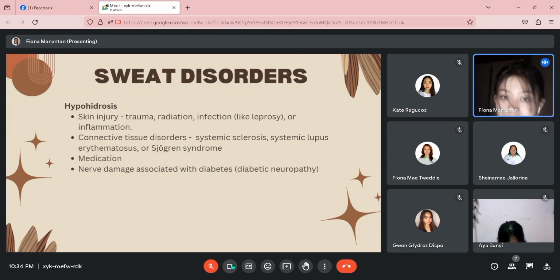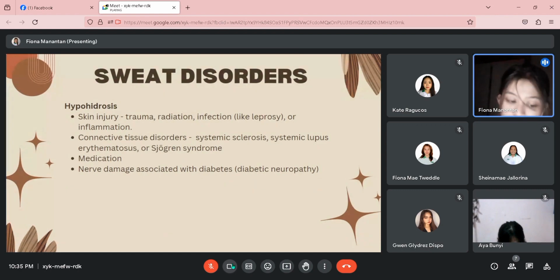We also have connective tissue disorders such as systemic sclerosis, systemic lupus erythematosus, or Sjogren syndrome. Systemic sclerosis is an autoimmune disease that causes hardening and thickening of connective tissues throughout the body, including the skin. Therefore, hypohidrosis is a common symptom of systemic sclerosis. While systemic lupus erythematosus is an autoimmune disease which causes inflammation of various tissues throughout the body. And we also have Sjogren syndrome, which causes dryness of the eyes and mouth, and this can also be a symptom of hypohidrosis.